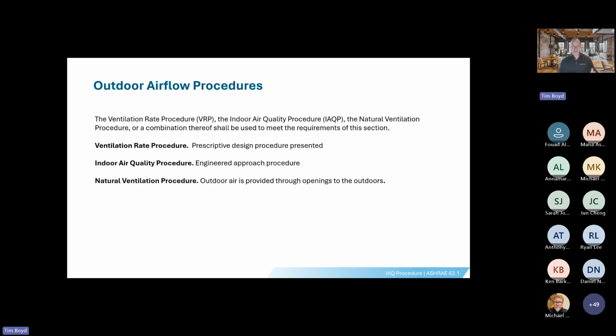The last piece to understand here is, as you read the standard, you'll notice you do not have to apply one procedure across the entire building. You can actually do it by zone. And this opens up the question of when the zone outdoor ventilation calculation would be more appropriate under the indoor air quality procedure versus the ventilation rate procedure. You'll see this in examples as we walk through it.